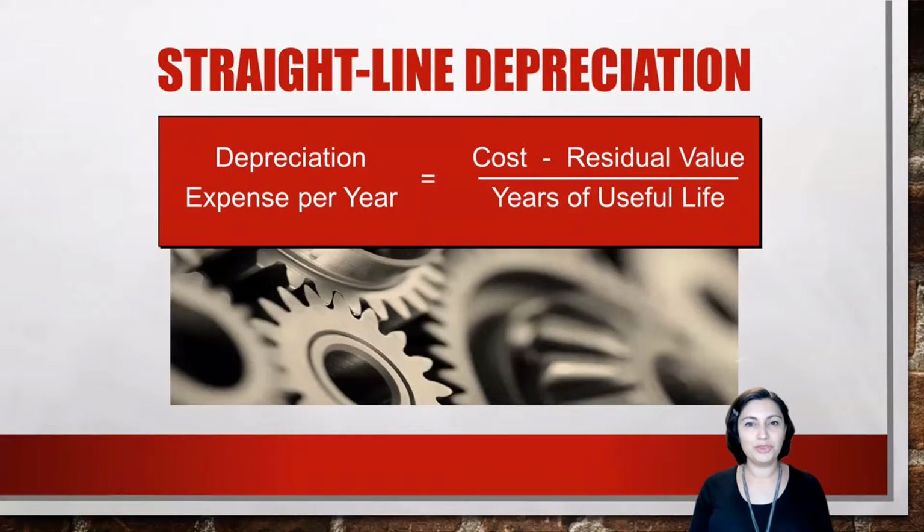Regardless of which depreciation method we decide to use to calculate depreciation expense, we need to know three variables: the asset's cost, the estimated residual value expected at the end of the useful life, and the estimated useful life of the asset. When we use the straight line method, depreciation expense is calculated as asset's cost minus residual value divided by the number of years of useful life. Let's look how it works.